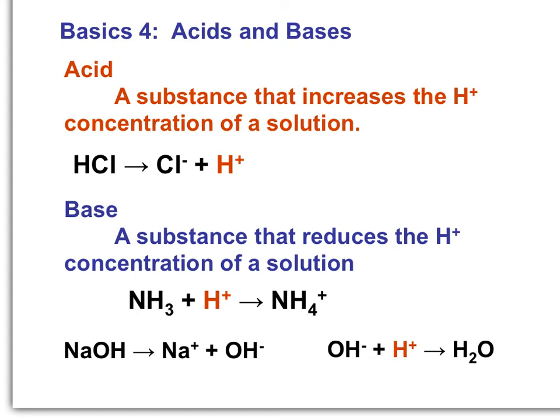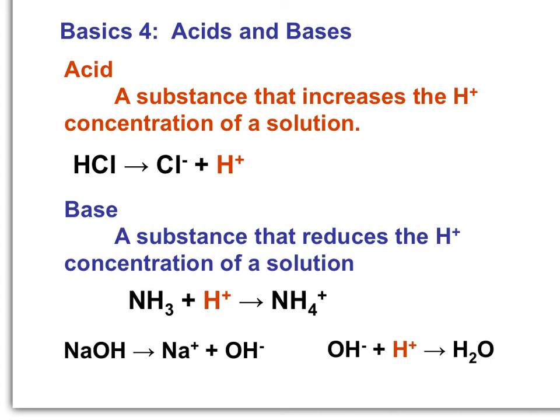A base is a substance that reduces the hydrogen ion concentration of a solution. When we have ammonia in solution with excess hydrogen ions, the ammonia picks up the hydrogen ion to become NH4. This is ammonium. And in reducing the amount of hydrogen ion in solution by picking it up, we have a less acidic solution, or in other words, we have what's called a base.